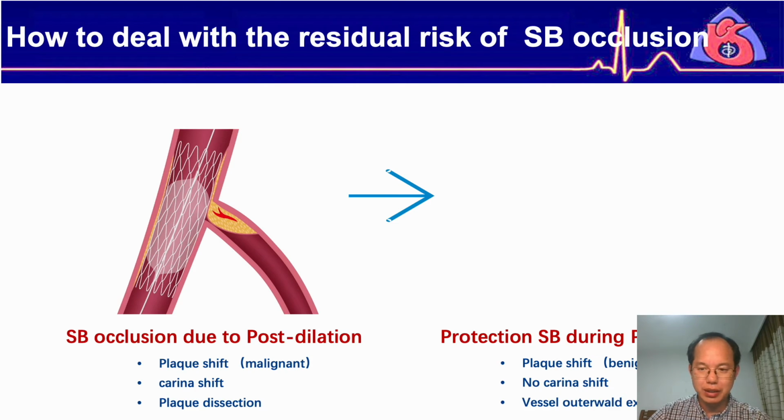The GBT is very effective. However, side branch occlusion can also occur due to post-dilation, because post-dilation can cause plaque shift, carina shift, and plaque dissection. So how to deal with this residual risk of side branch occlusion?